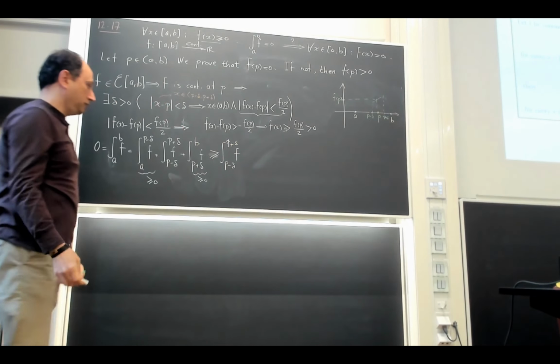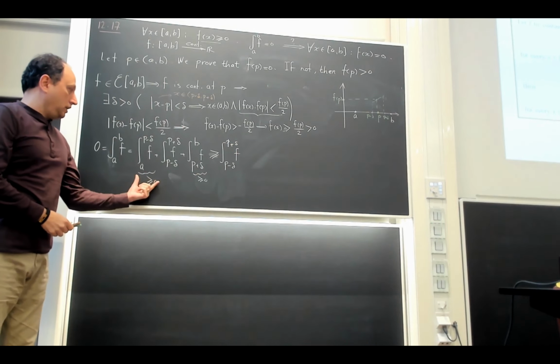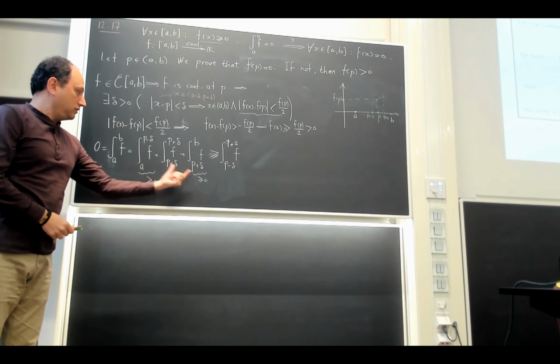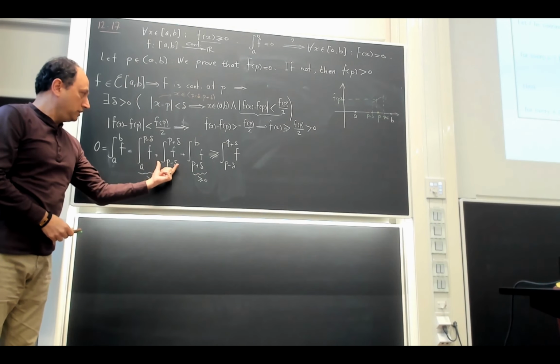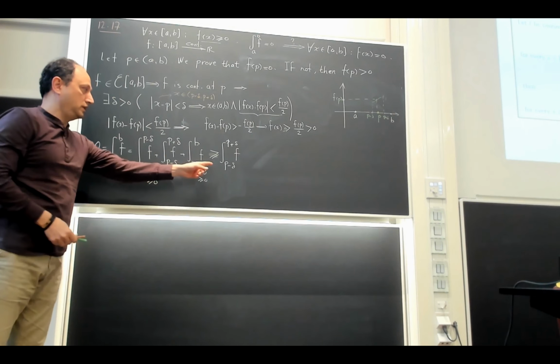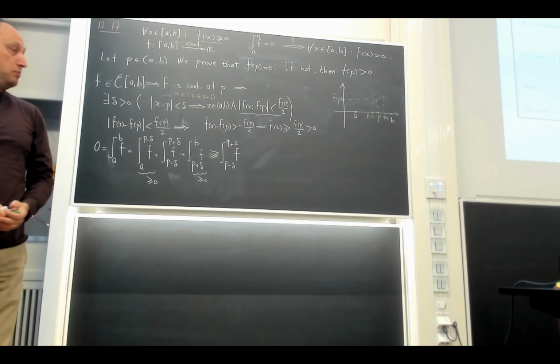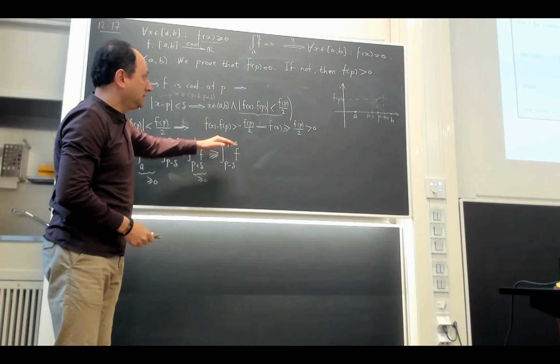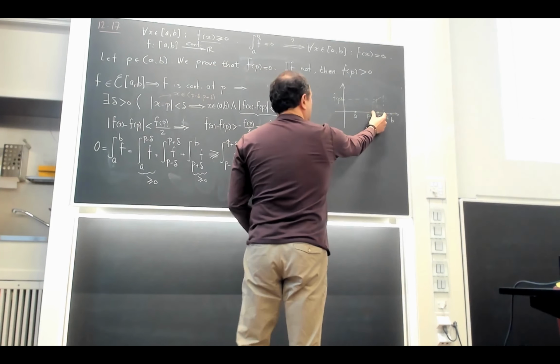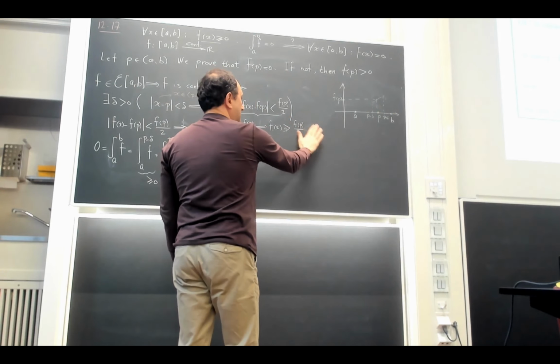Do you agree with that one? This is non-negative, this is non-negative. I am adding 2 non-negative numbers to a number. So definitely the left-hand side is greater than or equal to this number. Yes? But on this interval, I know that f of x is greater than f of p.